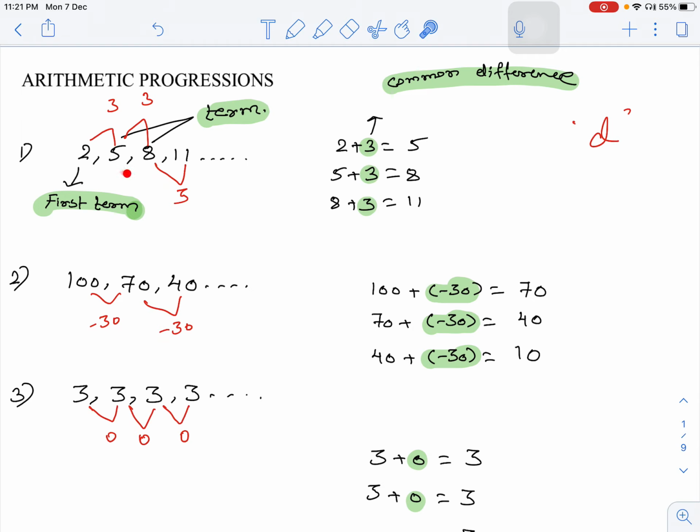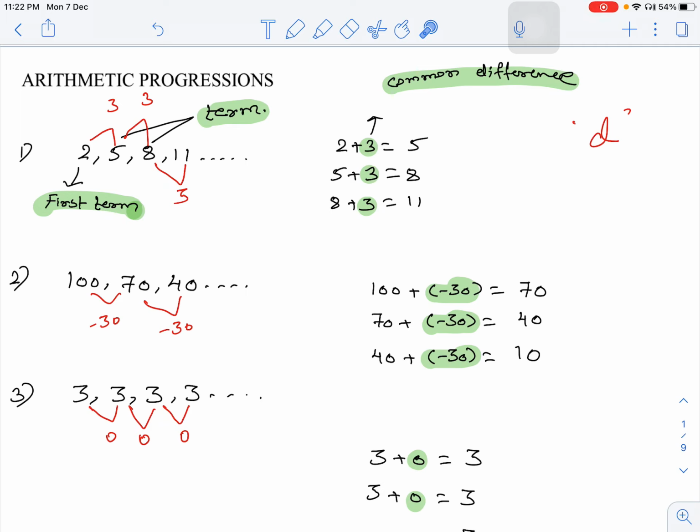So such a list of numbers, where the difference between two consecutive terms is the same, that is the common difference, we say that these numbers are in arithmetic progression, or this list of numbers shows arithmetic progression. Let us revise it once again.